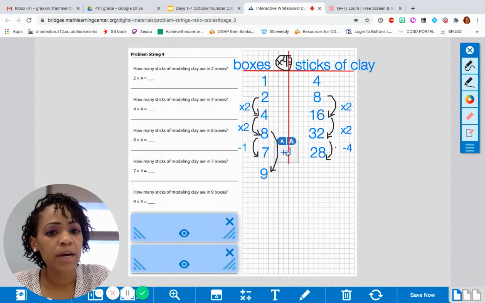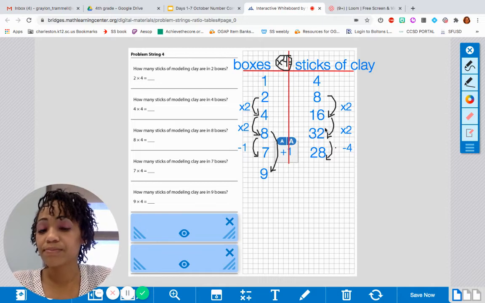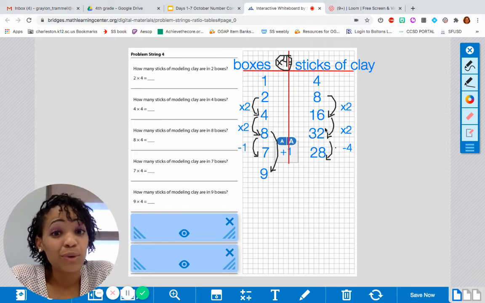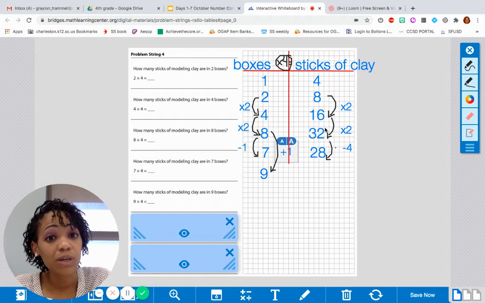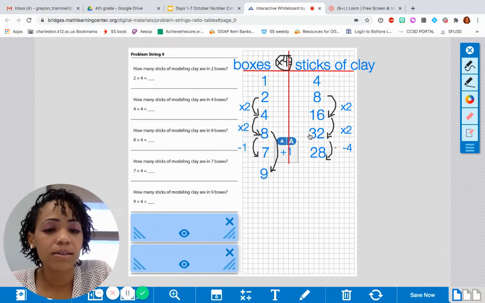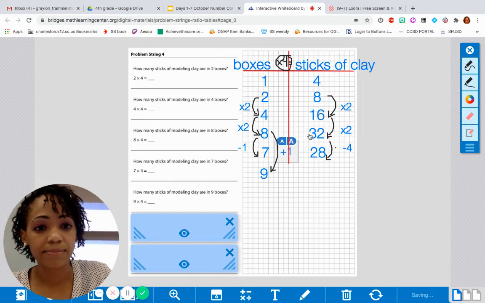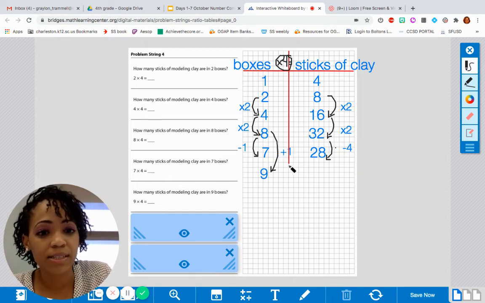Well, if you're adding one box, you had 32. Earlier we unitized. We knew that 1 really meant 4 because in one box we have 4 sticks of clay. So if you're adding a box, that means you're adding how many pieces of clay? Yeah, you're adding 4 pieces.